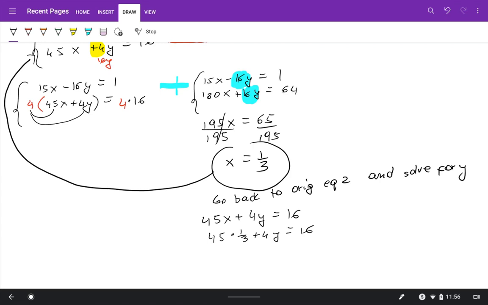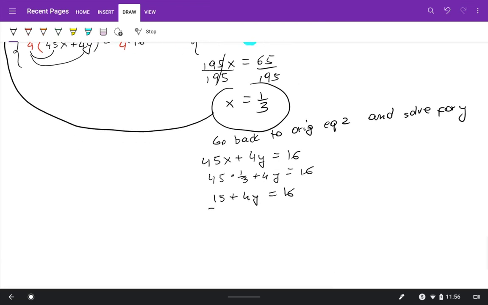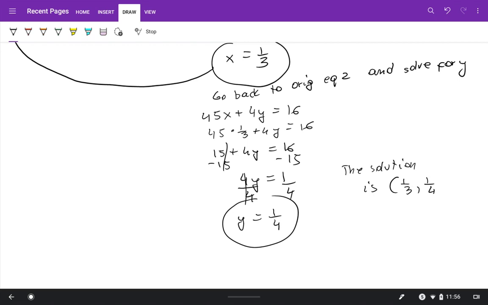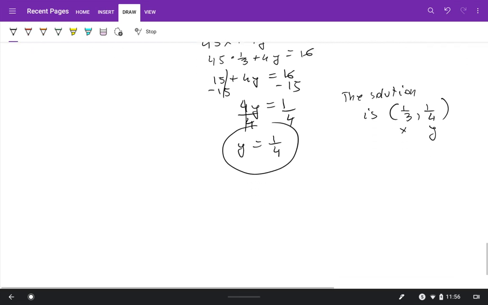So we have 15 plus 4y equals 16. Subtract 15 from both sides, and we're getting 4y equal 1. Divide each by 4, and we're getting y equal 1/4. And now we have the solution. Is the point 1/3, 1/4. So always x first and y second. So that means those two straight lines intersect at this given point.